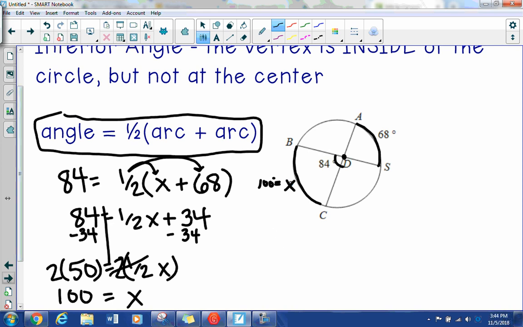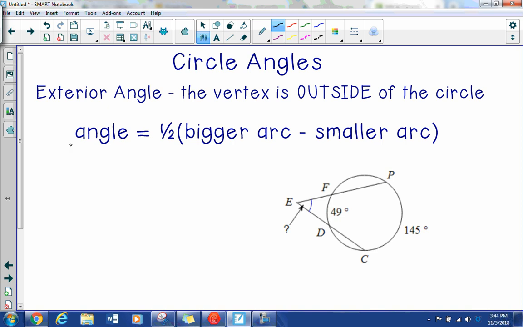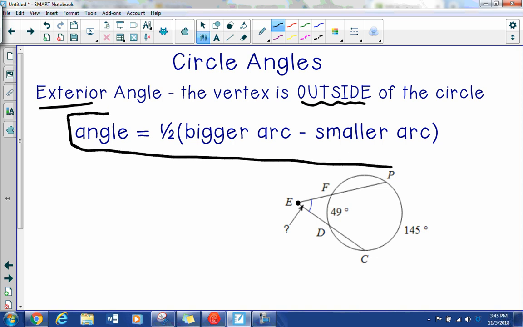Another new type of angle, opposite from interior angles, is the exterior angle. This is where the vertex of the angle is actually outside of the circle altogether. That would be an example like this. Here's the vertex of the angle. It's completely outside of the circle. And the relationship that you use here is, rather than angle equals 1/2 of arc plus arc, the angle is equal to 1/2 of the bigger arc minus the smaller arc.